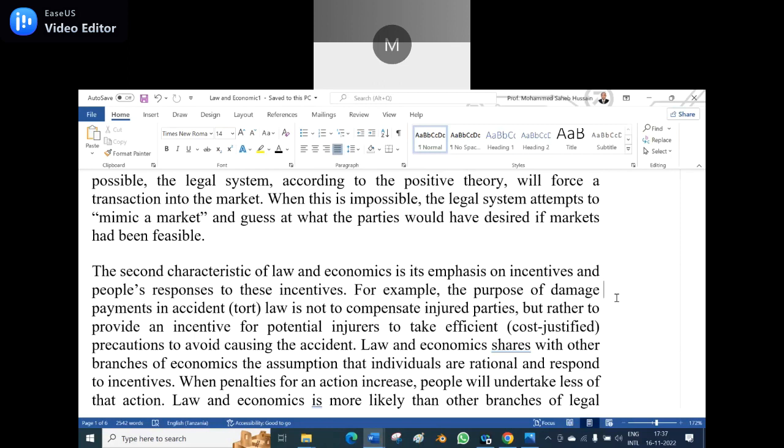Law and economics shares with other branches of economics the assumption that individuals are rational and respond to incentives. So a man should be rational and he should also respond to incentives. If incentives are not given and mere compensation is given, that will not serve the purpose.